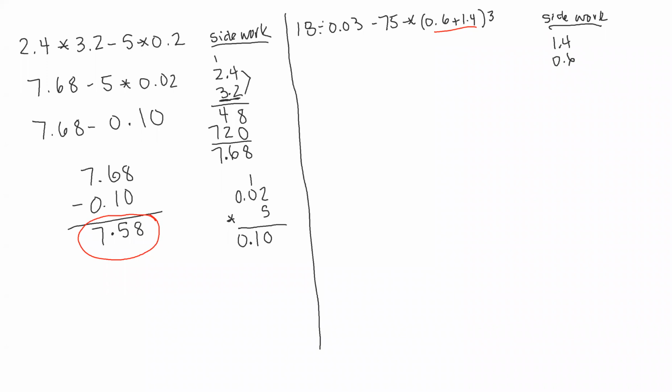1.4 plus 0.6, got my decimal points lined up. 4 plus 6 is 10, so I keep a 0 and carry a 1. Then 1 plus 1 plus 0 is 2. So I really get 2.0, or just plain old 2. So then I'm going to rewrite my problem.